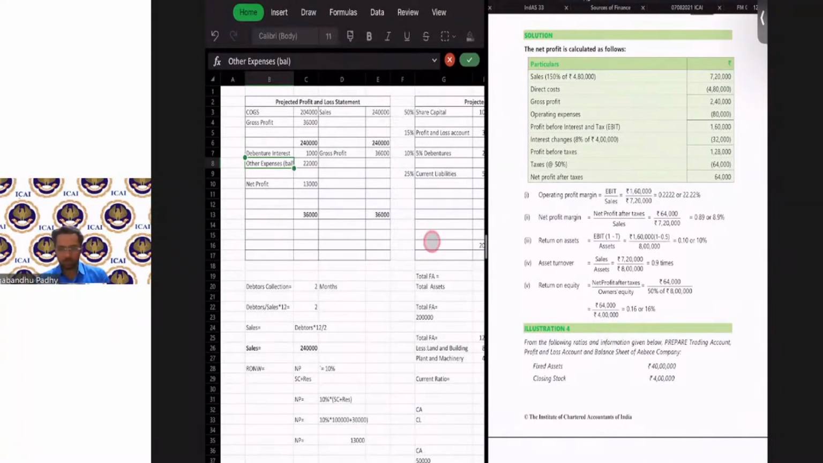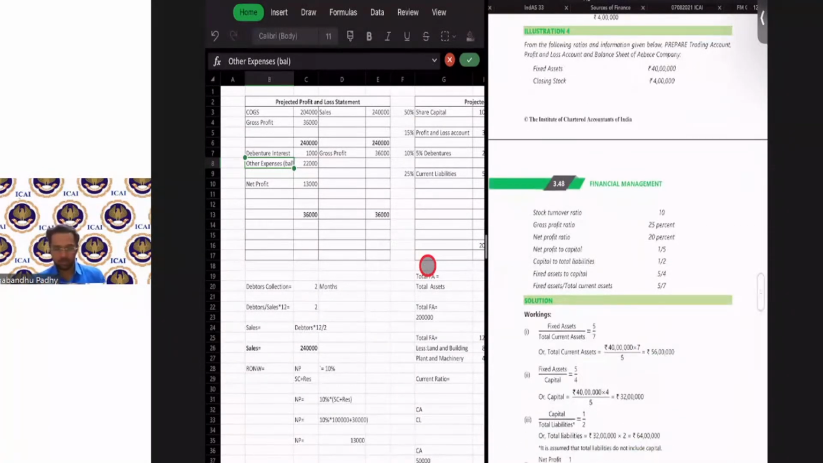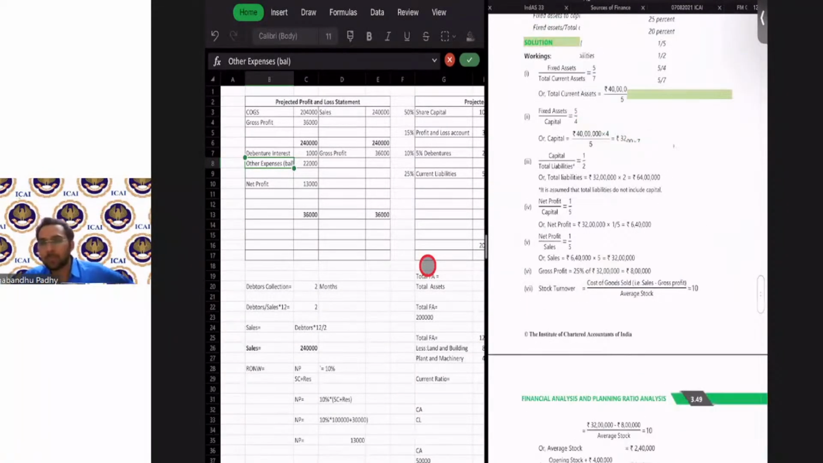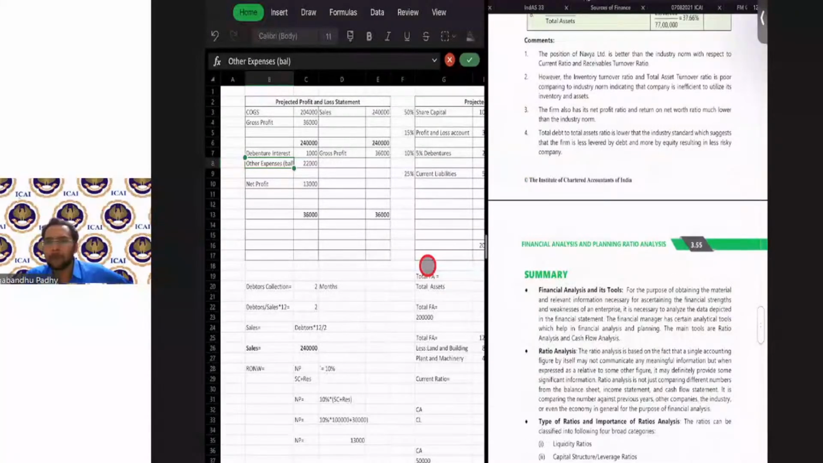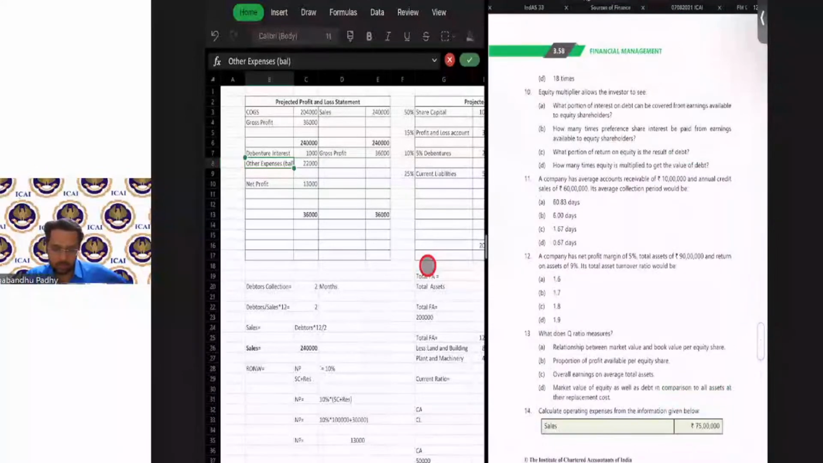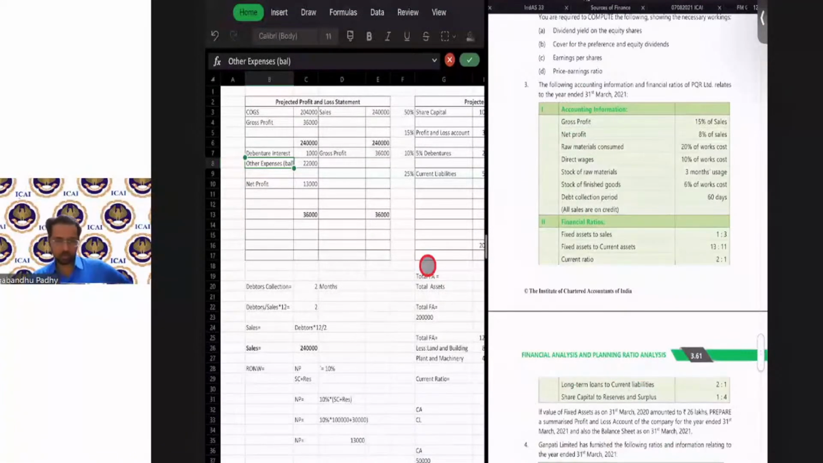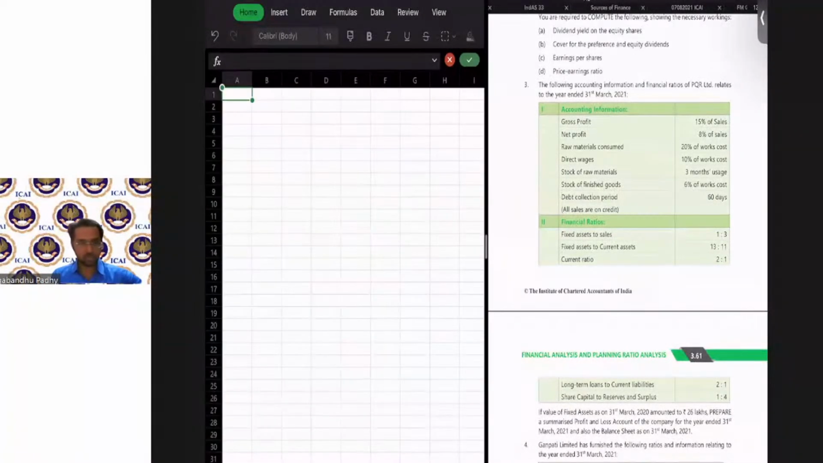Prepare the following from the ratios. You have to prepare the trading account and P&L. It's just the same question. Nothing difficult in it. Let me just do practical question three now, because that's been a request. So let's just solve it.